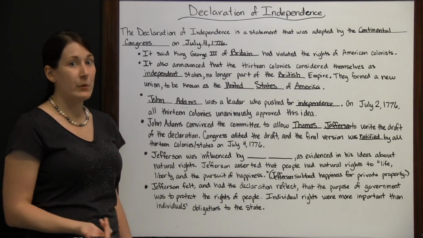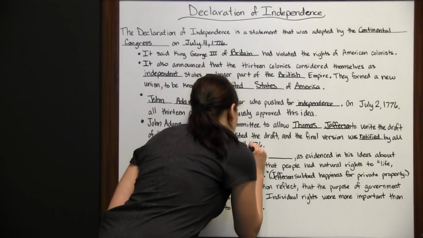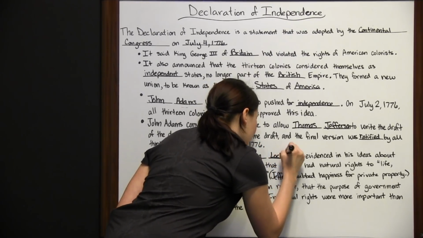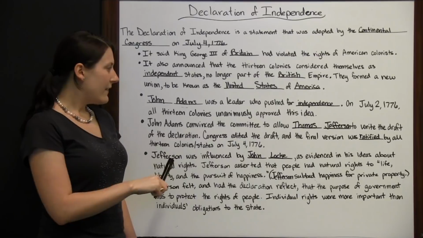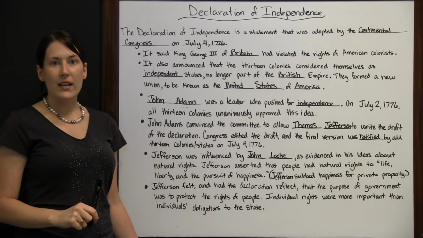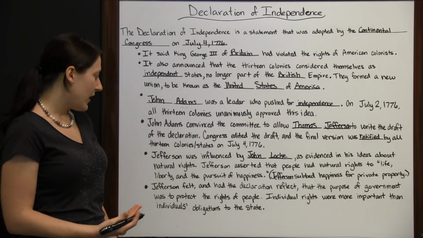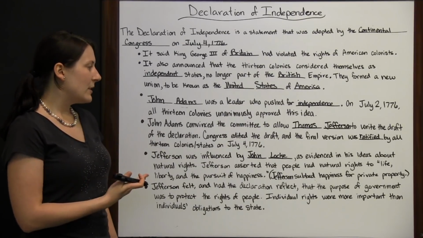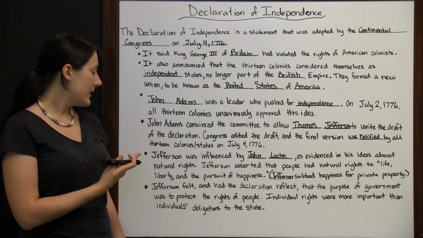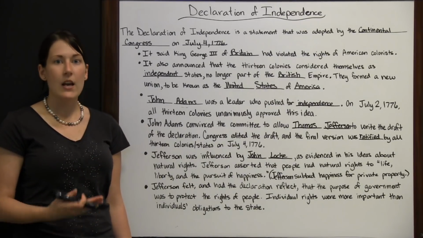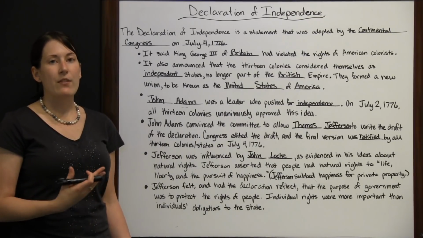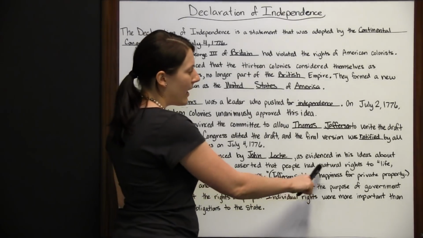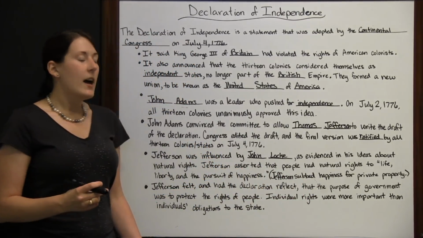Now, Jefferson was influenced by John Locke, who was a 17th century writer, and this was evidenced in his ideas about natural rights. John Locke had written about natural rights, and Jefferson included this in his declaration. Jefferson asserted that people had natural rights to life, liberty, and the pursuit of happiness. So John Locke had said people have the right to life, liberty, and private property. So Jefferson subbed happiness for private property.